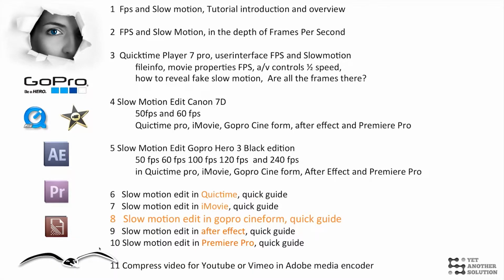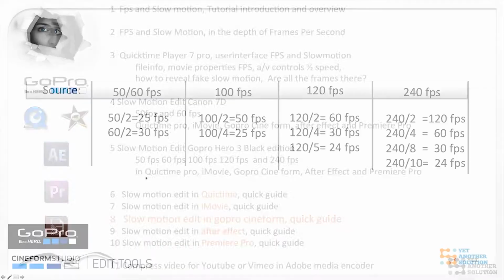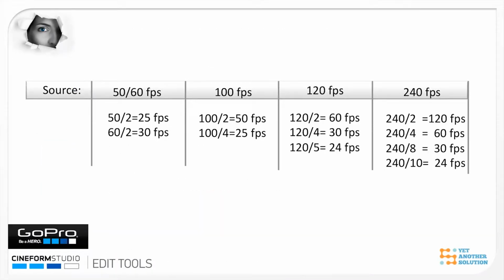Now we are going to cover slow motion edit in GoPro Cineform. This is a quick guide, so I'm going to give you an overview of the other tutorials at the end of this tutorial. So we go directly into GoPro Cineform, and there you put in your new frames per second that you want.